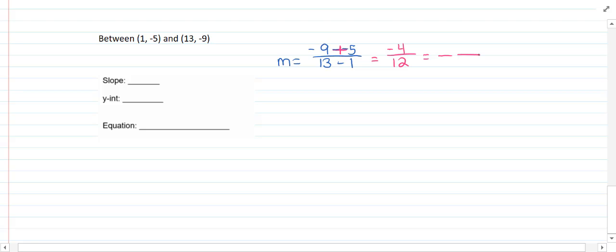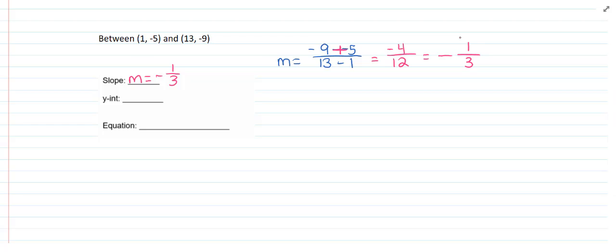I know that 4 goes into both the numerator and the denominator. So my slope ends up being negative 1/3. It doesn't matter if that negative's in the numerator or the denominator or out front. A negative 1/3 is our answer. So now we have the slope, but we need to find the y-intercept.